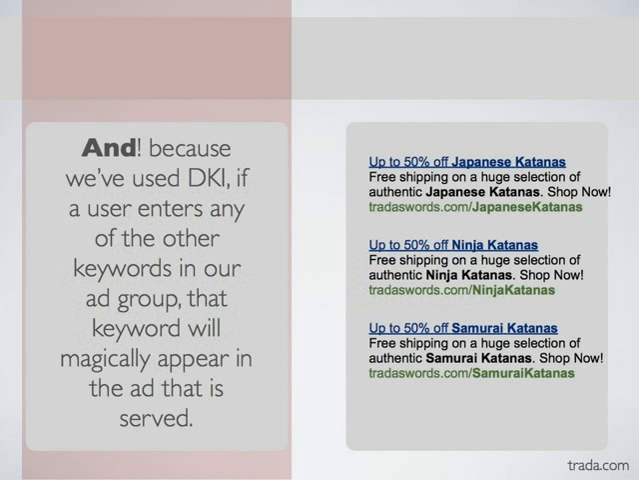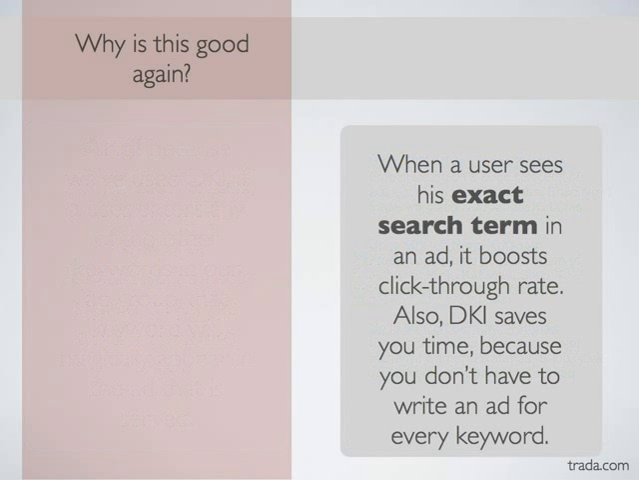So it still showcases why, to Anna's very good point, of having a very tight, relevant ad group that's only about one or a shared topic. Awesome. So we're just going to go back and talk about why this is good again. When a user sees the exact search term in an ad, it tends to boost click-through rate. And also, it saves you time because you don't have to write an ad for every keyword.